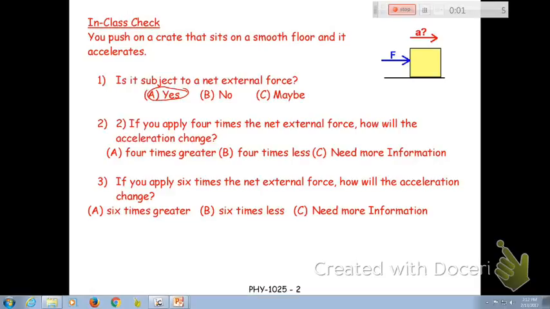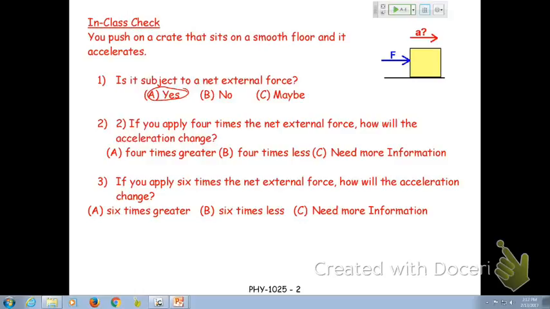So what do you think? 4 times greater, because it's 4 times the net force? Is it 4 times less, because it's 4 times the net force? Or is it, well, I need a bit more information about this. I need the mass of the object, or something like that. And it's going quite fast, actually. And then 19 last time. We'll give it until 30 seconds, and then let's see.